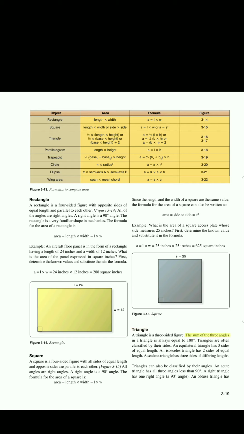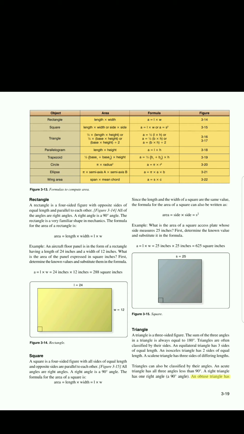Triangle. A triangle is a three-sided figure. The sum of the three angles in a triangle is always equal to 180 degrees. Triangles are often classified by their sides. An equilateral triangle has three sides of equal length. An isosceles triangle has two sides of equal length. A scalene triangle has three sides of differing lengths. Triangles can also be classified by their angles. An acute triangle has all three angles less than 90 degrees. A right triangle has one right angle, a 90 degree angle.